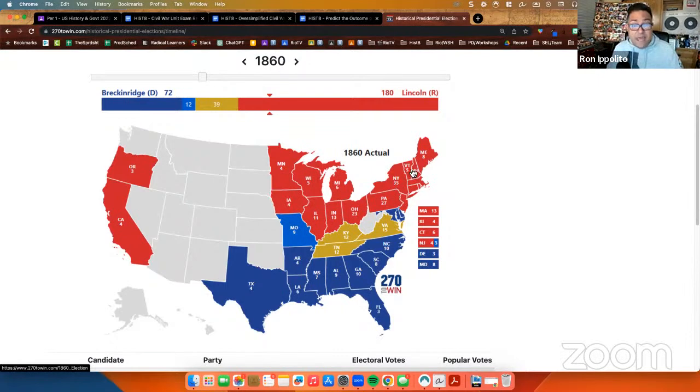And as a result, anybody who is running on a regional ticket, a sectional platform, a platform that is going to benefit North versus South, they're totally going to win in this situation, which is why Lincoln wins big in the election of 1860 with 180 electoral votes versus, if you look at the combined totals, 100 and change for the 3 other candidates combined.